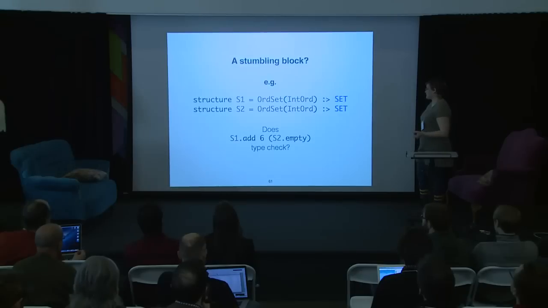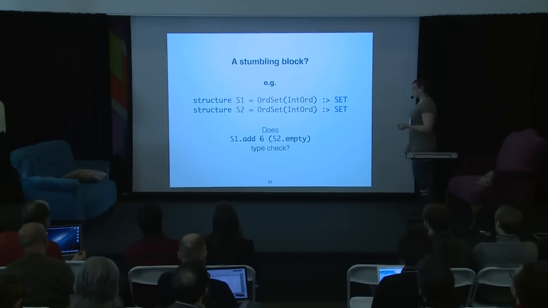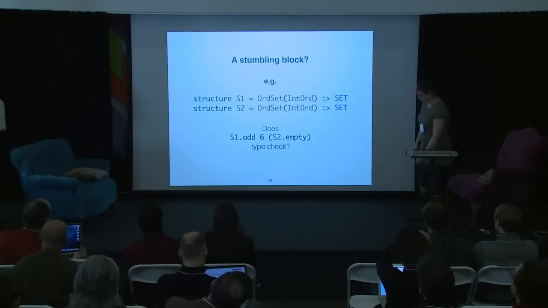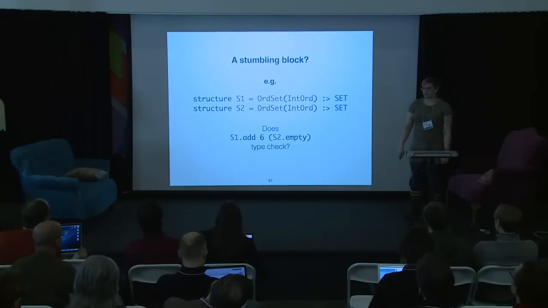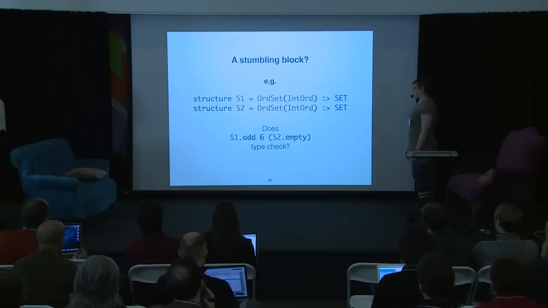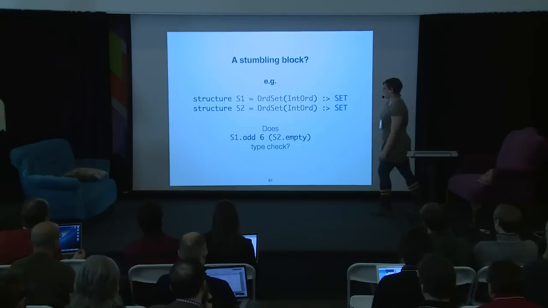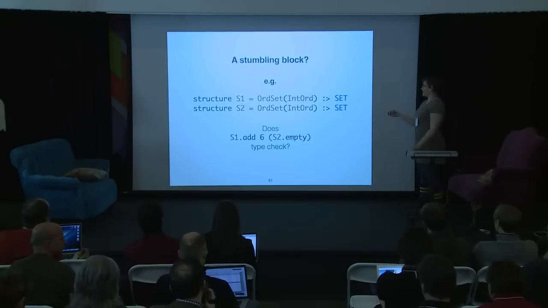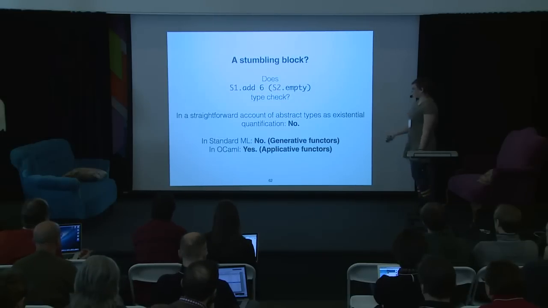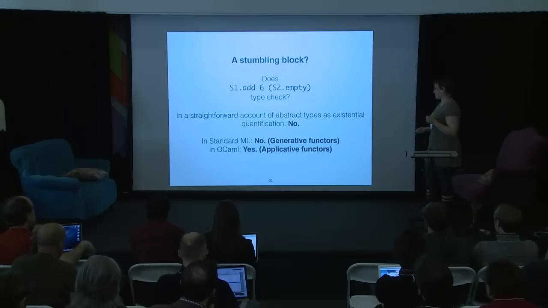In more concrete terms, one of the reasons you might like this to be the case is that you have two different instantiations of ordered set on the int-ord structure, and you ascribe both of these to set, and then you try to use S1's add function on S2's empty value. In the straightforward account, given in terms of System F, for abstract types as existential quantification, this does not type check.